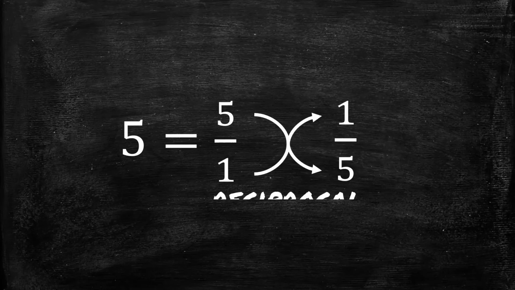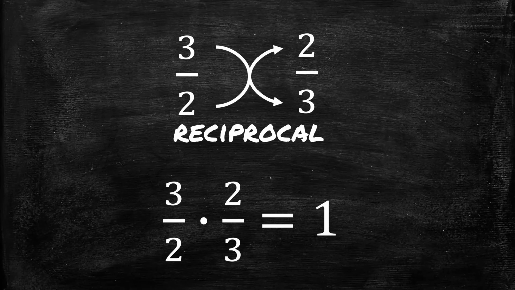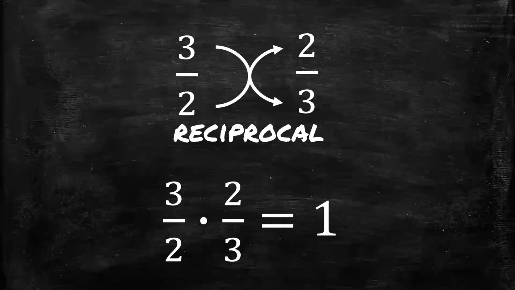And this works for any number. If you have 3 halves, for example, its reciprocal is 2/3. Half of 2/3 is 1/3. And if you had 3 of those, you'd get to 1. So 3 halves of 2/3 is 1.